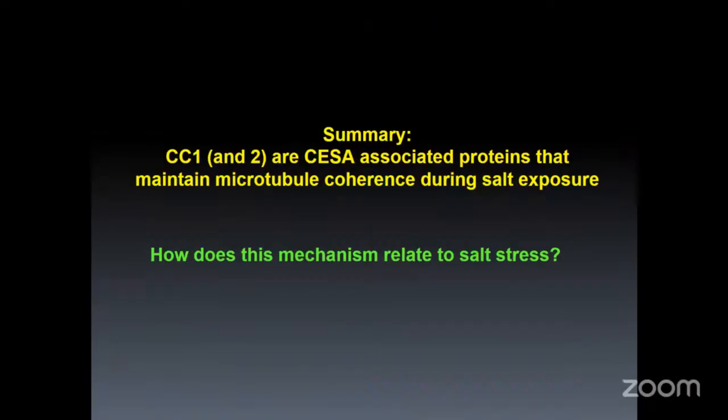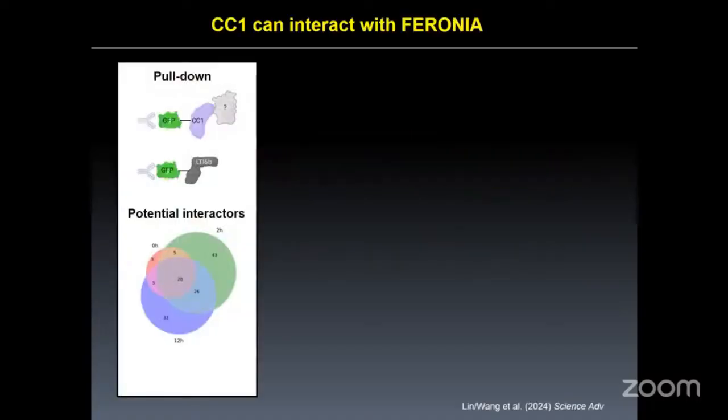Great. Now we have the next step, right? I said we would nerd out on mechanism, and I'm not kidding, right? So the CC1 and 2, they are CSA-associated proteins that maintain microtubule coherence during salt exposure. But how does this relate to salt stress? That's, of course, the next question, right? So key to the next step of this project was basically to find interactors of our CC protein, because we thought that maybe there are additional proteins that are modifying our CC1 in some way to change this interaction during salt stress.